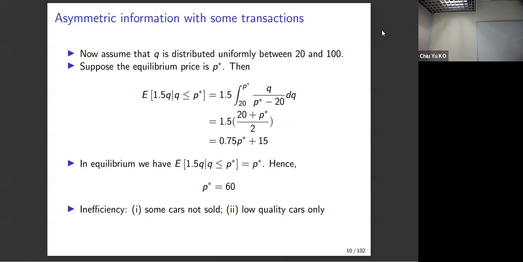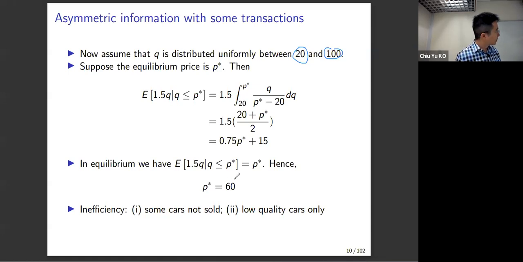And because of this, you can solve the price, which is 60, right? And do note that this price depends on how people think, right? If people think, oh, if this number changes, this depends on your belief, right? And of course, whether this is true or not can be based on objectively whether it's uniform, 20 to 100, or how they think, right?